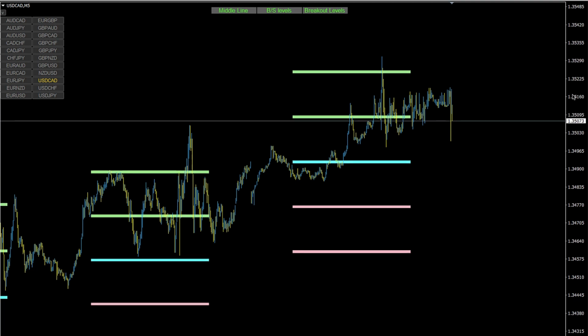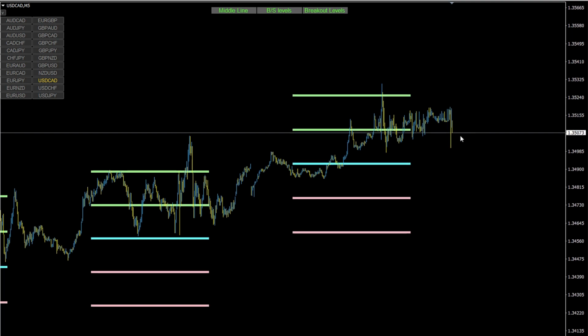Now here on the screen, you can see the Camarilla levels that I have altered a little bit to use in this trading strategy. Normally, the original Camarilla levels don't have the middle line, but I've added it because I found that most of the time this line provides a very good opportunity for trading.